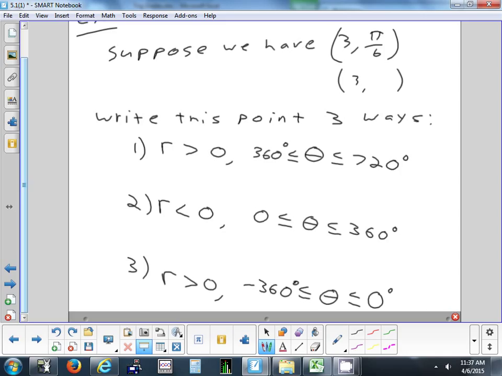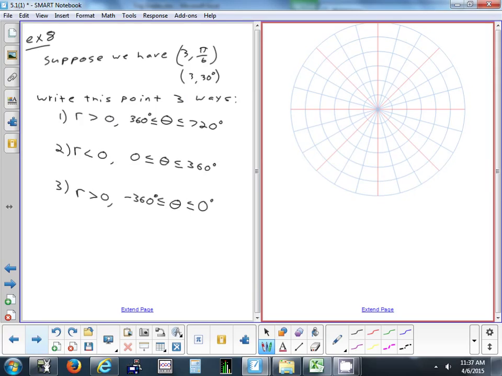First thing I'd like to do is, let's get rid of the radians. What's pi over 6 if you change that to degrees? 30. Yeah, it's 180 divided by 6. Right, so what I'll do is I'll sketch it and see if we can figure out all these different ways. So I'm right there. I went right 3, and then 30 degrees counterclockwise.